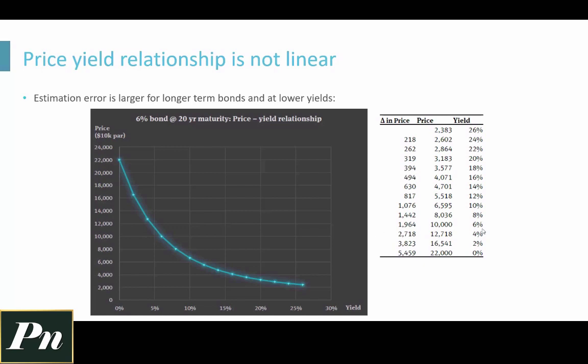So at 10% yield, if you move from 10% to 8%, you have a corresponding price delta of about $1,400. But if you went from 20% yield to 18%, you have a price delta of about $400. So that is a significant difference. And as you can see, the convexity, the curve is significant. It's not a linear line, as we've already discussed.